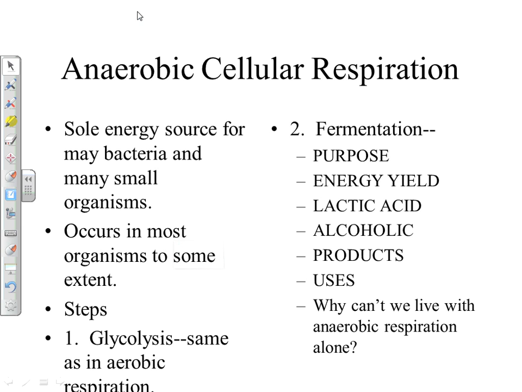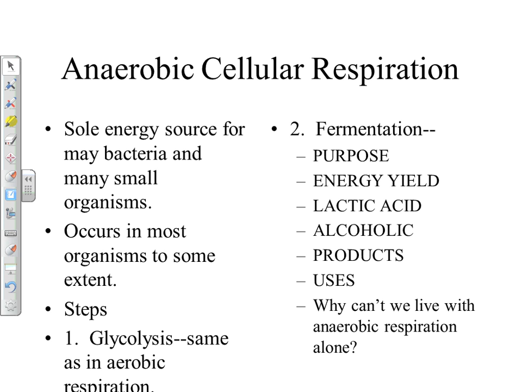All right, guys. So everything we've talked about so far has been aerobic respiration. But now we're going to talk about the other kind of respiration, anaerobic. This means no oxygen needed. Can you do anaerobic respiration? Yes. But is this something you're going to do very much of? No. Because it turns out it's not very efficient.